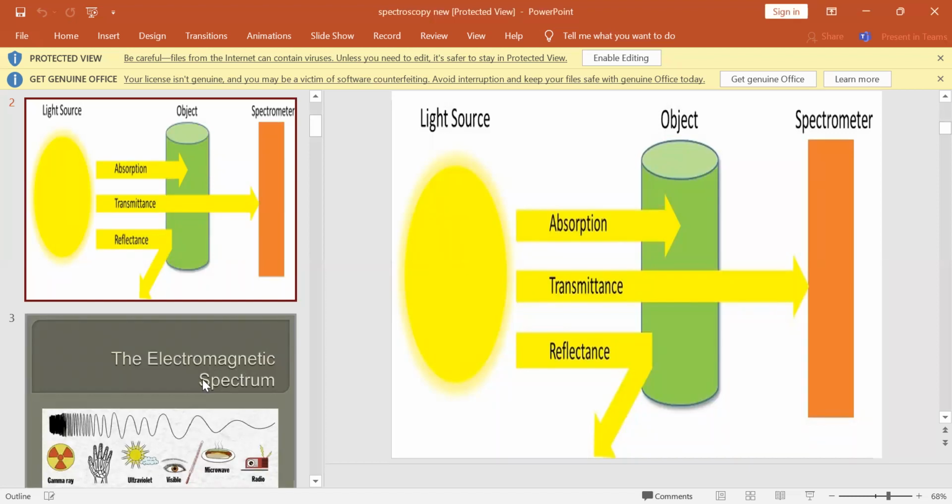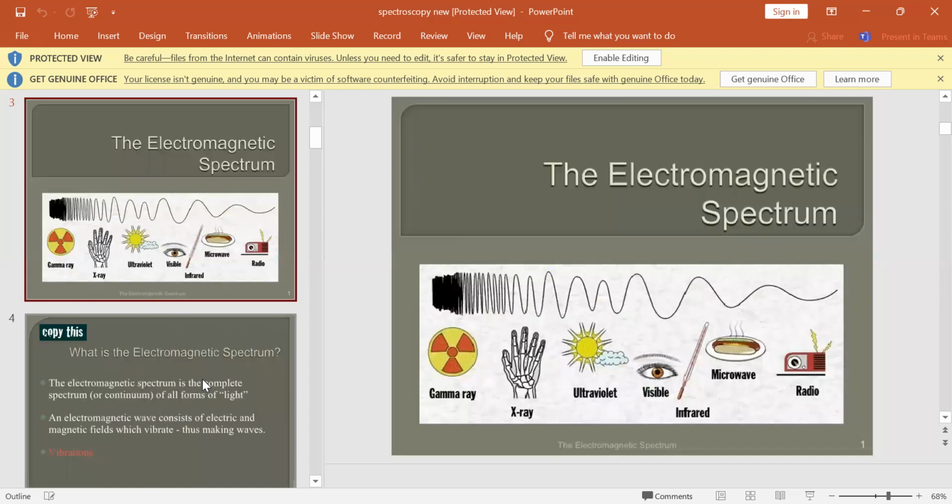So first we will see what is the electromagnetic radiation. It is also known as EMR, that means electromagnetic spectrum. This electromagnetic spectrum is having different types of radiations. It is starting with the gamma rays and ending with the radio waves. Gamma rays are having the highest energy, whereas the radio waves are having the lowest energy.